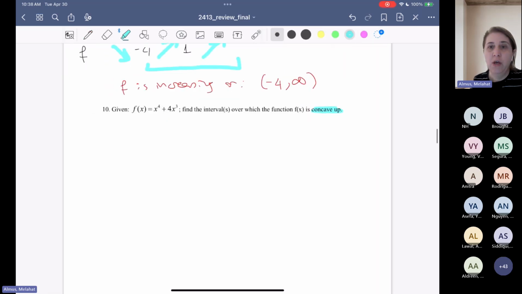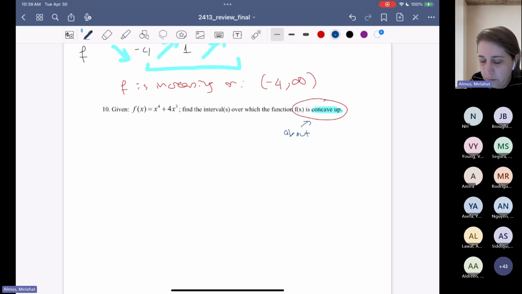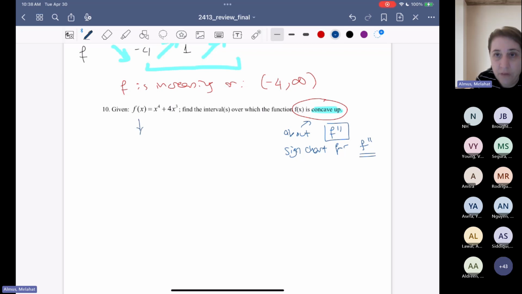And remember, your function is concave up if the second derivative is positive, concave down if the second derivative is negative. So you see a question about concave up. This is about f double prime. Make a sign chart for f double prime. Okay, concavity means sign chart for the second derivative. Okay, so the function is a polynomial, it's given. We need to find its second derivative.